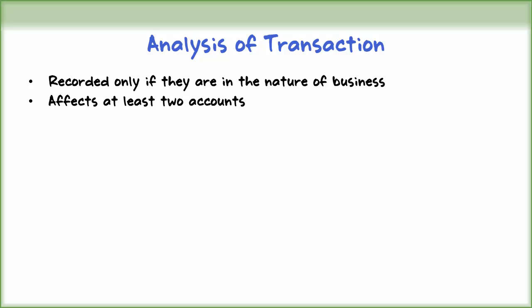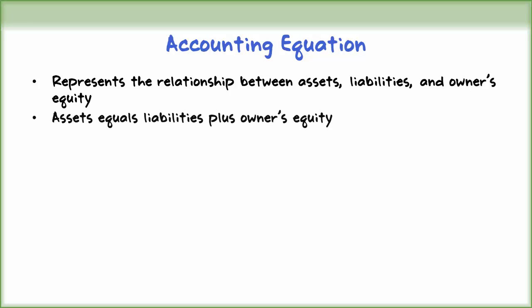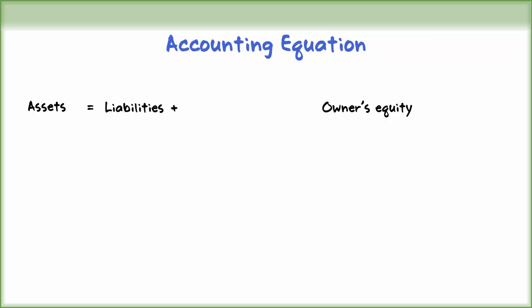Every internal and external transaction of a business affects the accounting equation. The accounting equation represents the relationship between assets, liabilities, and owner's equity of a business. The basic accounting equation shows that the assets of a business must equal the liabilities plus owner's equity. Let's look at the categories in the basic accounting equation.